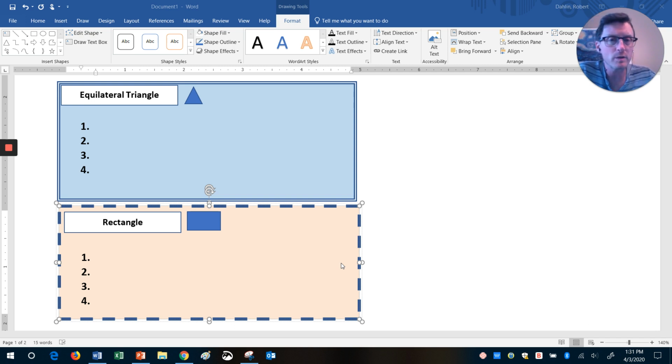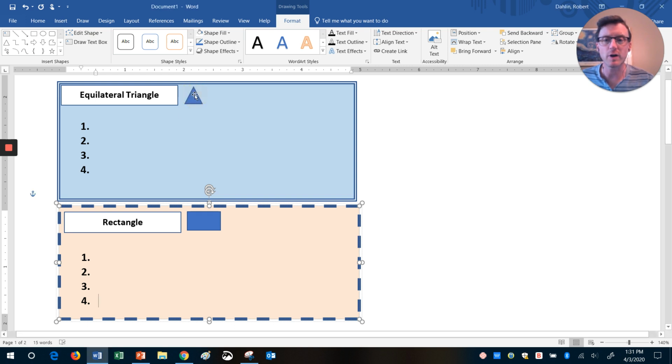So to do that, we're going to do what's called a Venn diagram. A Venn diagram is just a way for you to graphically organize pieces of information and say, okay, which pieces of information are the same in both of these and which pieces of information are different. The first thing you need to do is record all the different properties of your thing. So today we're going to be looking at an equilateral triangle, and we're going to look at a rectangle. We're going to say, okay, what properties do each of those have? And then we're going to compare and contrast those.